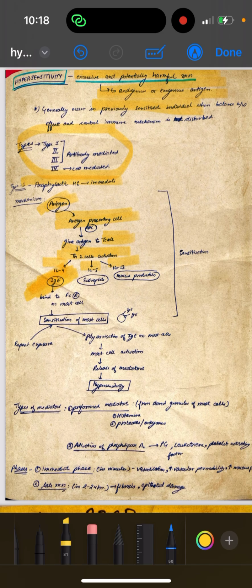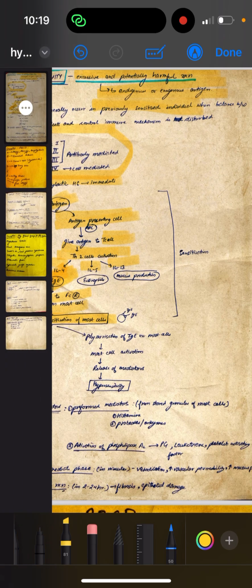The IgE antibody, after it is released, will go and bind to mast cells. Mast cells are also immunological cells in my body. After IgE antibodies bind to mast cells, there is a term known as sensitization of mast cells. After the IgE antibody is bound to mast cells, it is known as sensitization of mast cells. Up to this point, this happened in the first exposure of the antigen to my body.